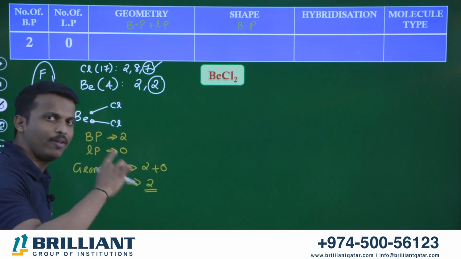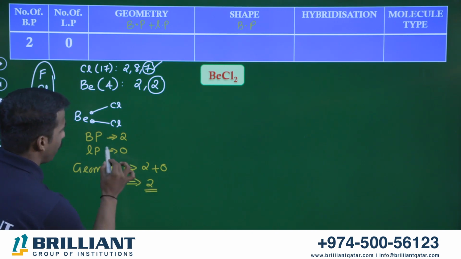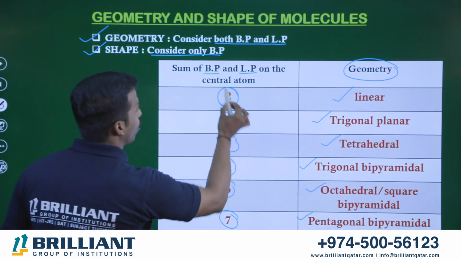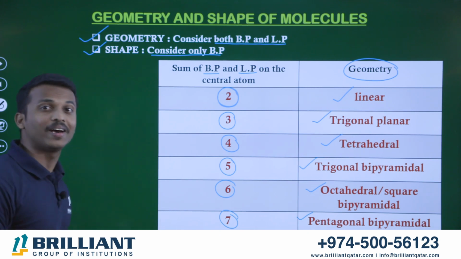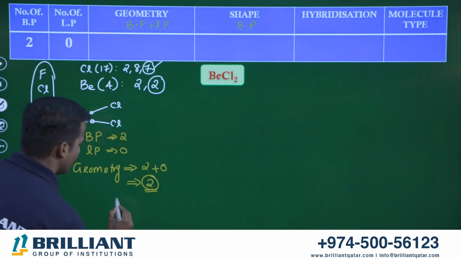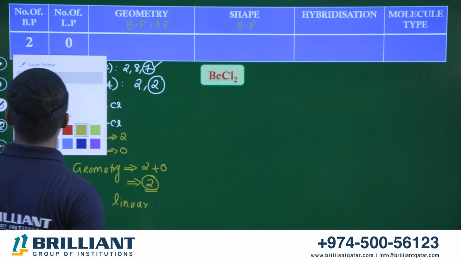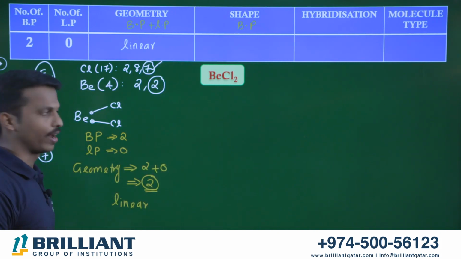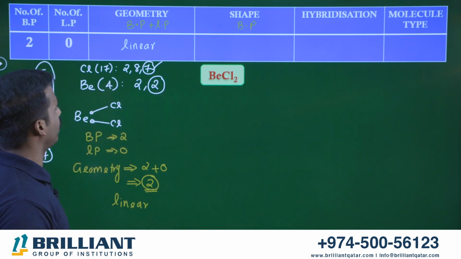In the previous one, I showed you one of the slides. If the bond pair plus lone pair sum is equal to 2, what is the geometry called? Linear geometry. So we got it. What is the geometry of the system? Linear, right? We can write it here. The geometry is linear. Alright, so I will draw the picture and the bond angle, everything, later.